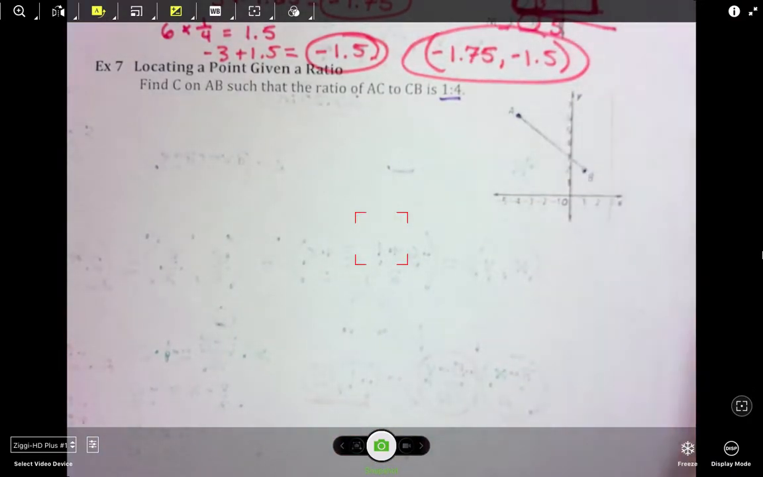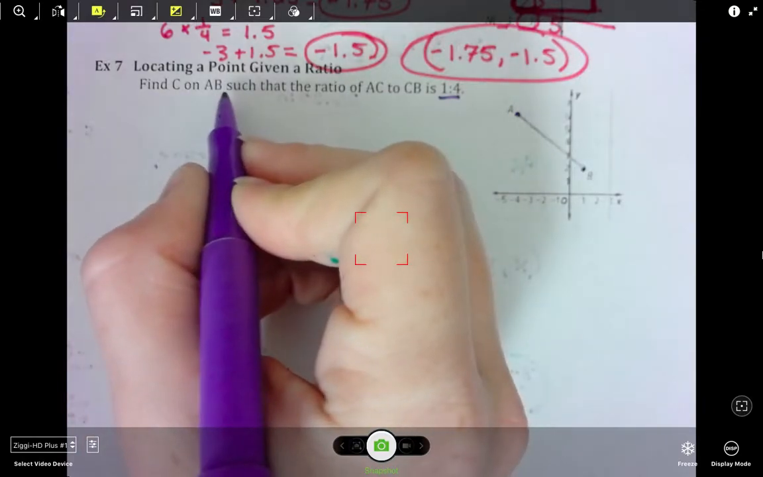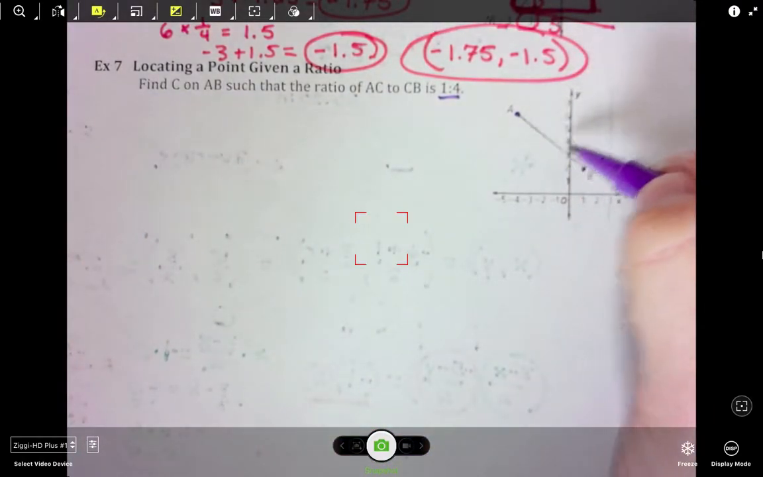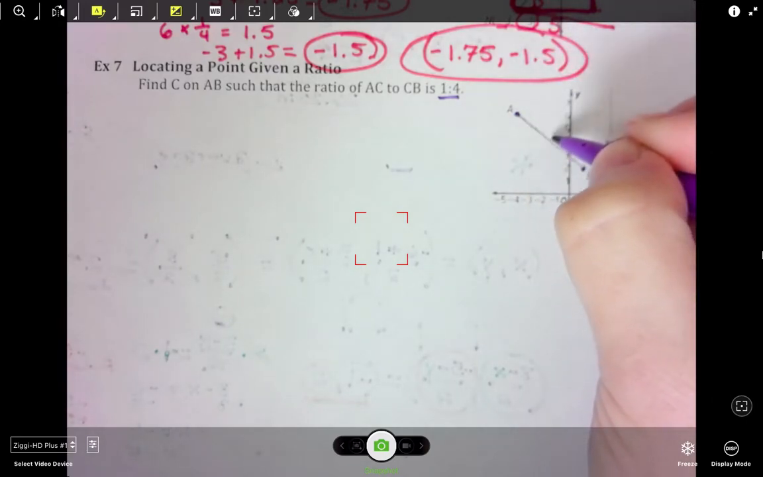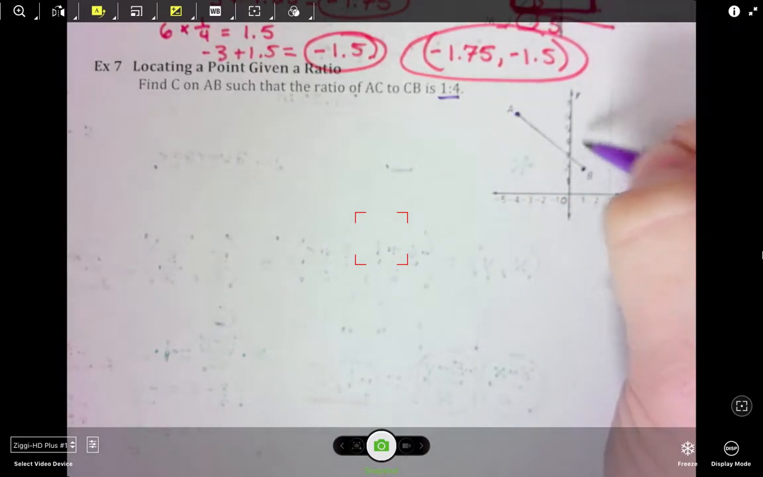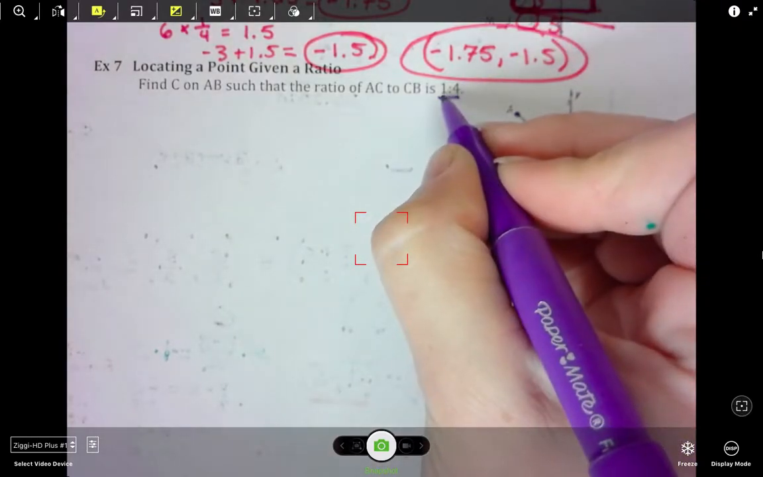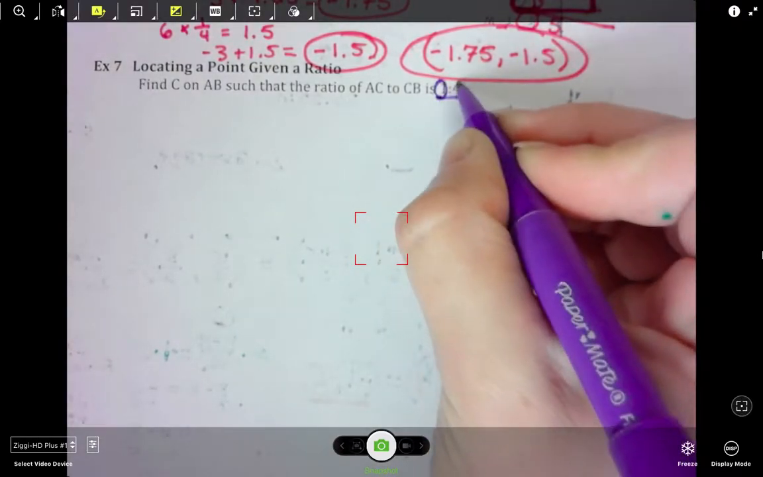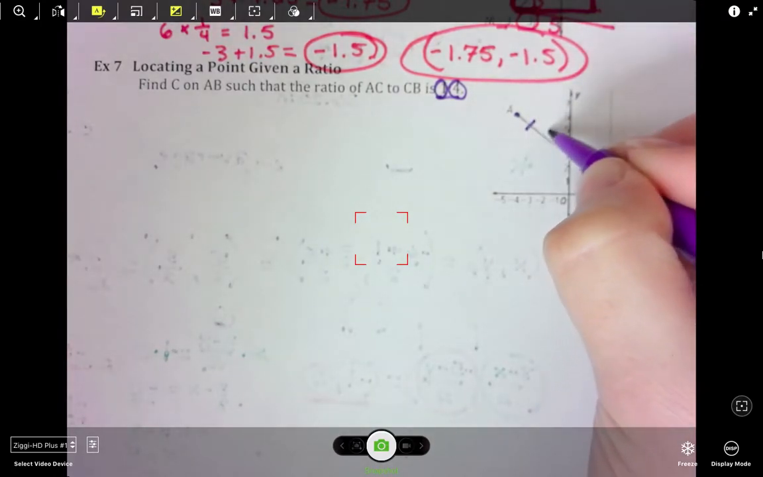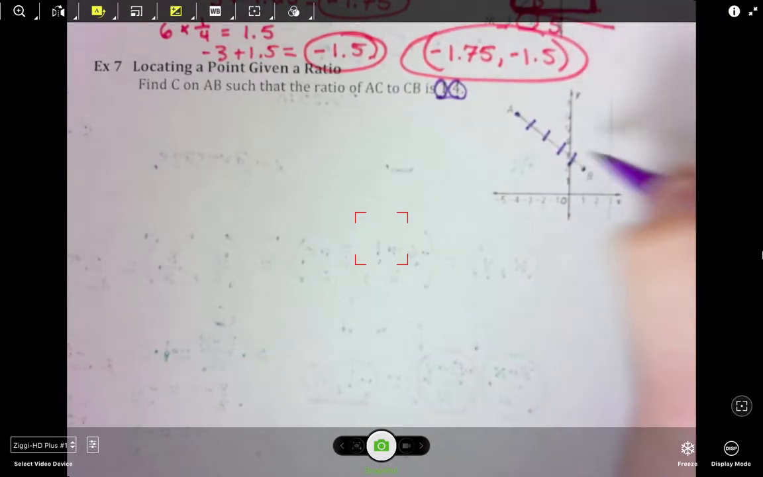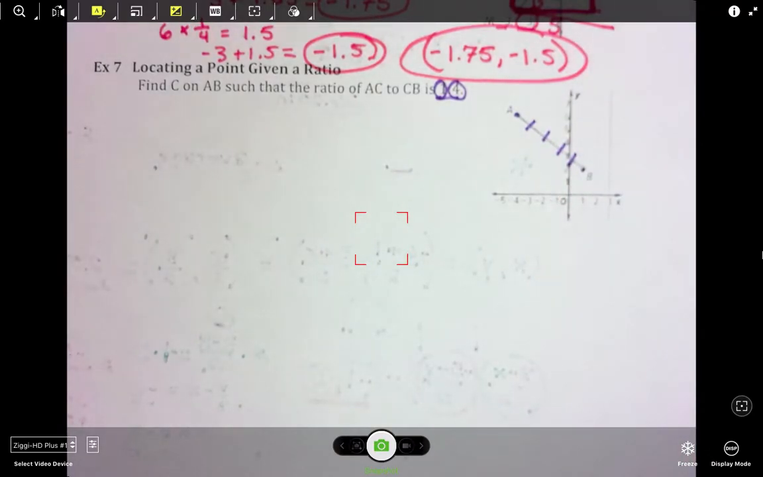A is here, B is here. They want us to find C such that the ratio from A to C to B is 1 to 4. So instead of this being split into 4 pieces, it's actually split into one piece here and 4 pieces here, making it a total of 5 pieces. So 1, 2, 3, 4, 5 approximately. There are five different sections that I'm sectioning that line segment into.